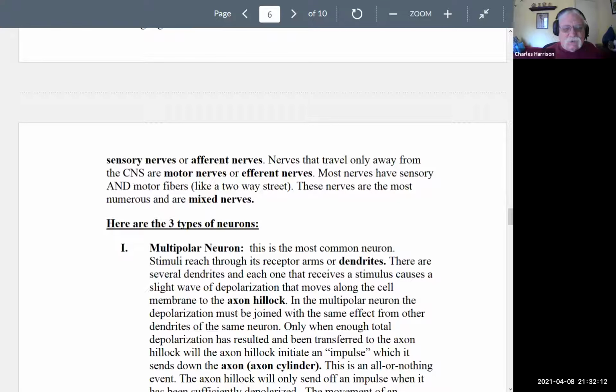Those that go towards the CNS are called sensory nerves, and also known as afferent nerves. Those nerves that leave the CNS are called motor nerves or efferent nerves. So you have incoming nerves called afferent nerves, outgoing nerves called efferent nerves, but most nerves in the body are a two-way street. You have afferent coming in, and right next to it, side by side, parallel, are the efferent nerves. And they're called mixed nerves because they're going in both directions. Now, the optic nerve is an afferent nerve, and that's all there is to that. It's incoming, only incoming.